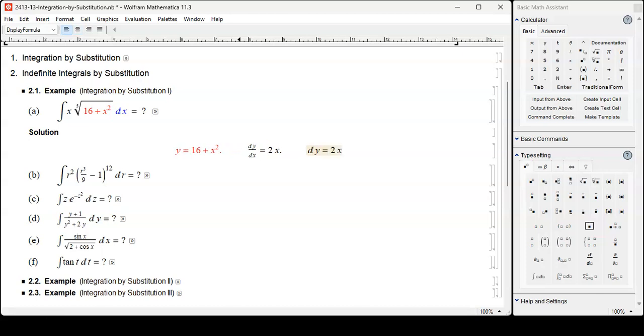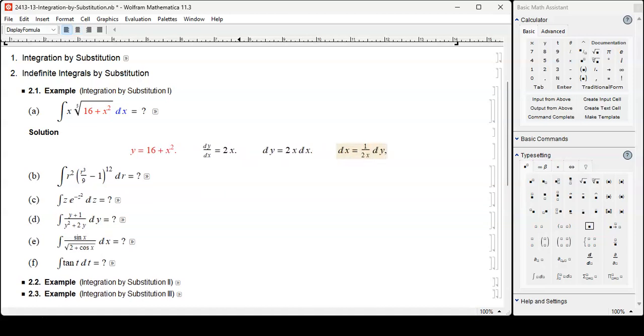dy is 2x dx. dx is therefore 1 over 2x dy. And we are ready. Substitution number 1 and substitution number 2. Yes, we can do both of them.